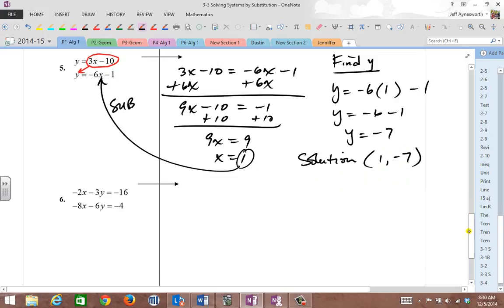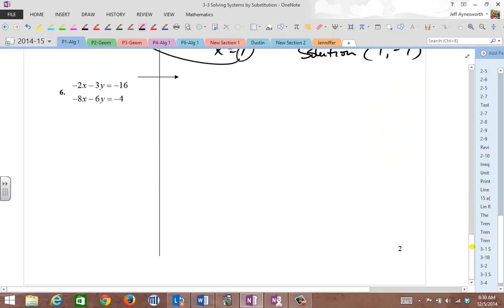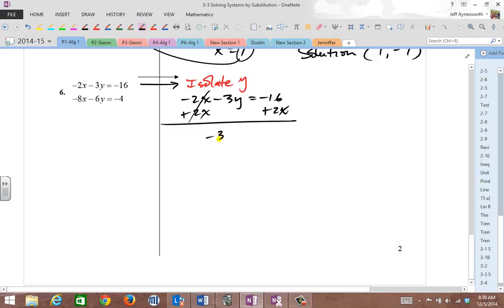All right, and the last one here is the most challenging one here. You have to isolate y, so let's go ahead and do that. Let's put that big bold in red here. All right, and let's write it as negative 2x minus 3y equals negative 16. Let's start isolating y here by adding 2x. And I get negative 3y is equal to 2x minus 16. Divide through by negative 3. And I get y is equal to negative 2/3 x plus, now, because we got double negative, 16/3.